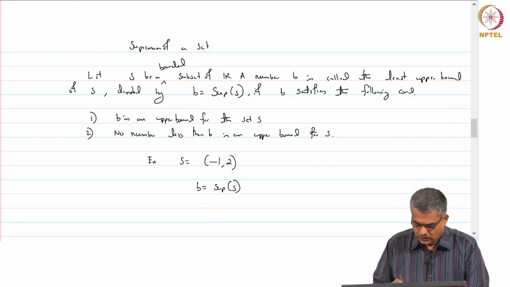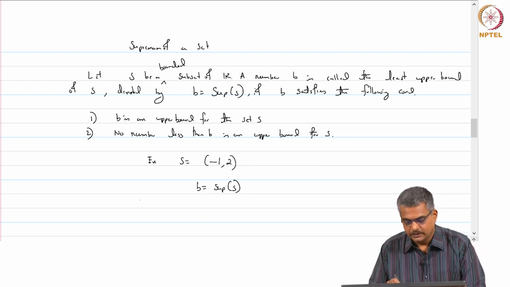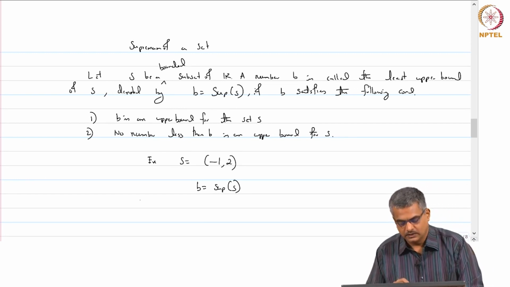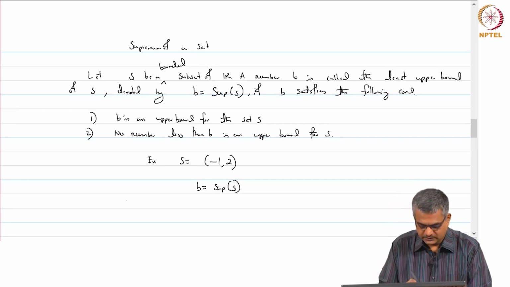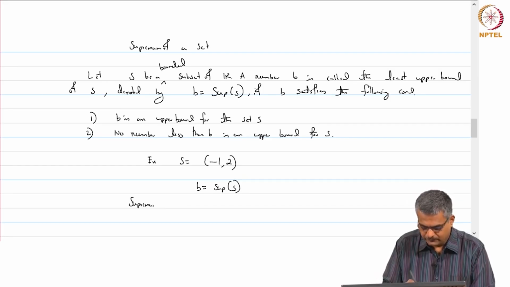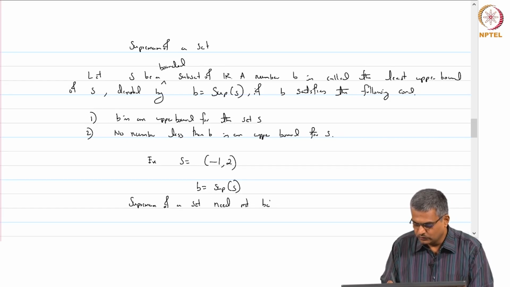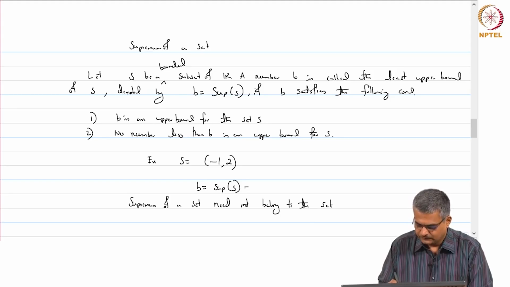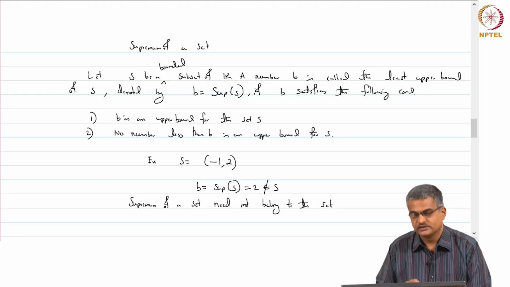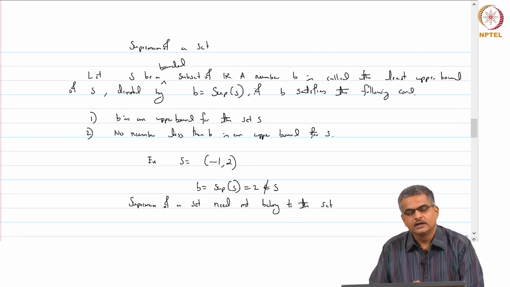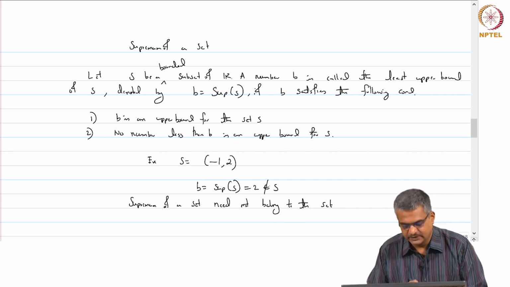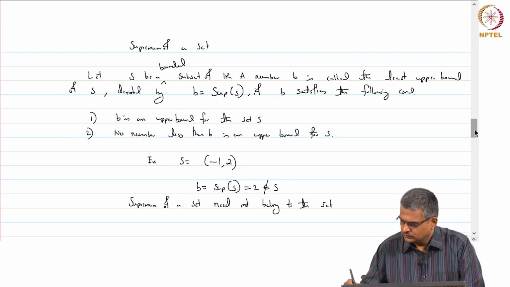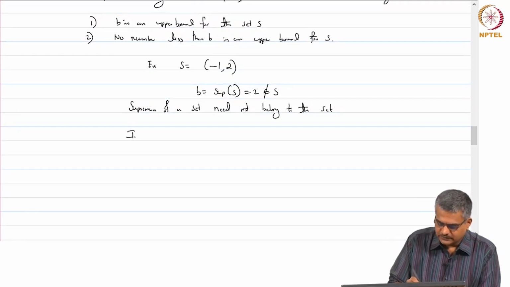Okay. Note that what differentiates the notion of maximum value of a set and the supremum is that supremum of a set need not belong to the set. So, in this case you can see that the supremum, which is 2, does not belong to S. So, a number can be a supremum of the set even if it does not belong to the set S. Right.